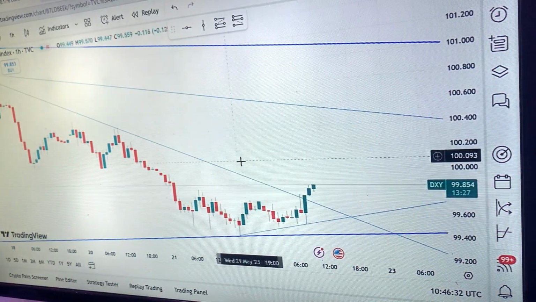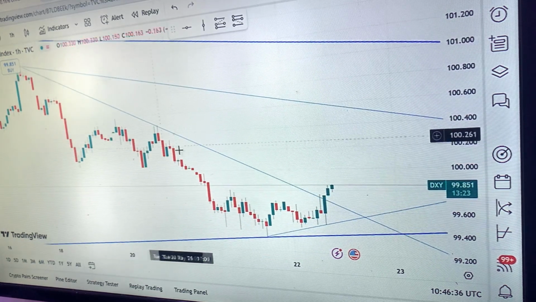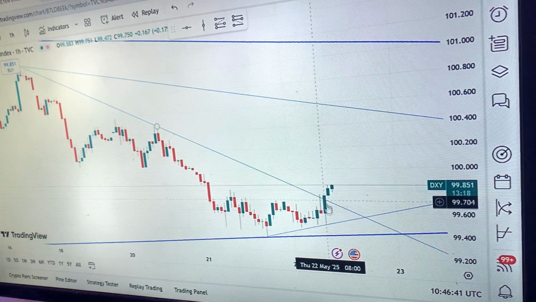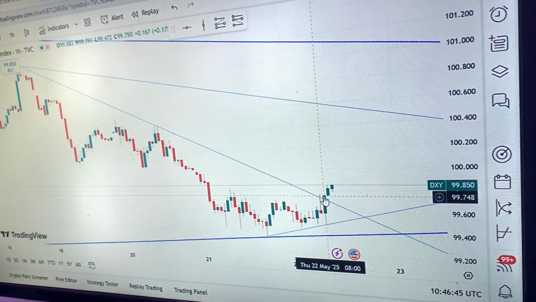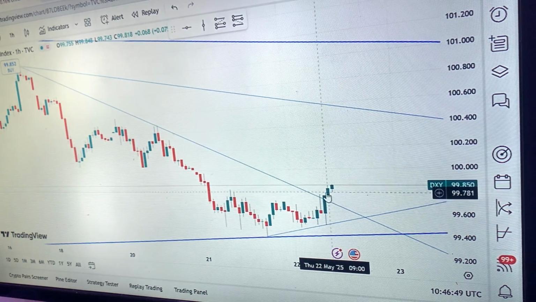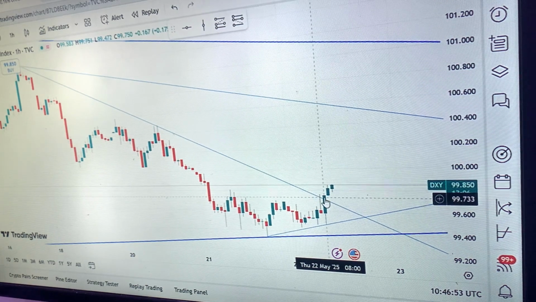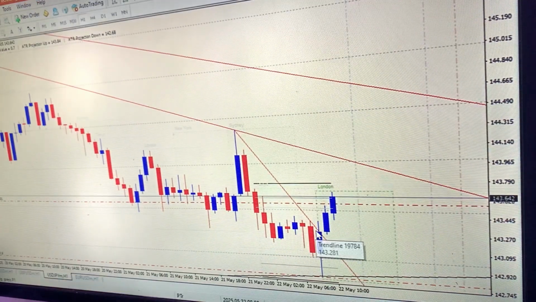So on the index, we've seen over here that we have this resistance line, and the market finally broke above it. Not only did we break above it, we closed above it. When we closed above it, I still didn't enter immediately. I entered on this candlestick close. So when we closed above the resistance line that we broke above, on the MT4 platform, it was just here.